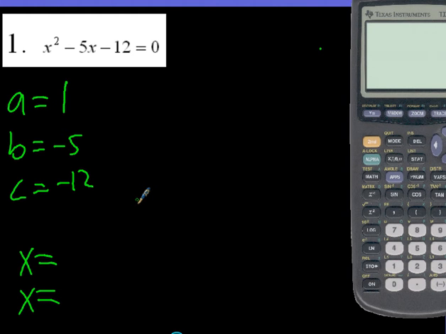Okay, this is question 1. So I've got A, B, and C listed. The equation's already in standard form. So A is 1, B is negative 5, and C is negative 12. I'm going to work a little quickly so I can get through this in not such a long video.